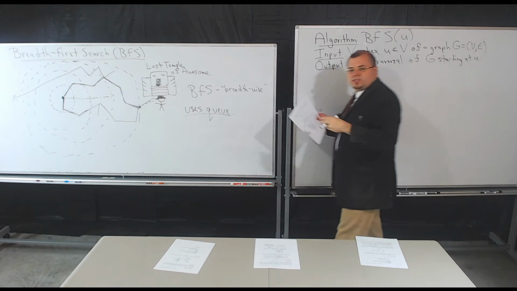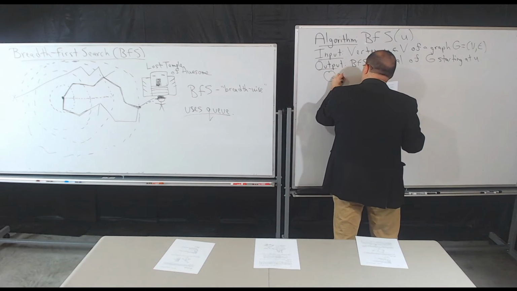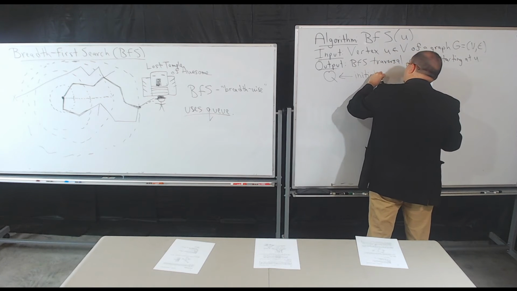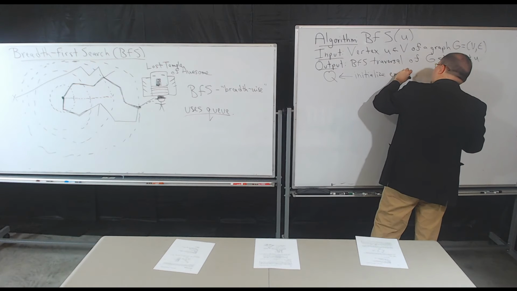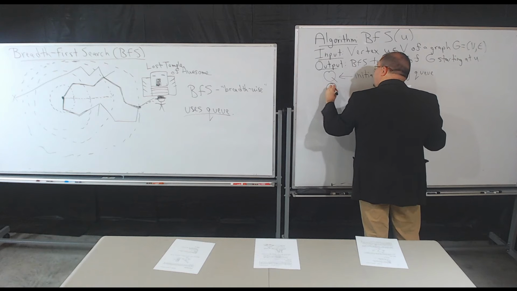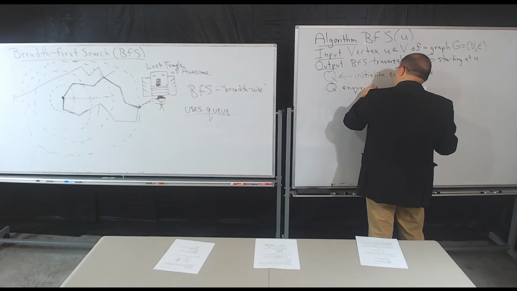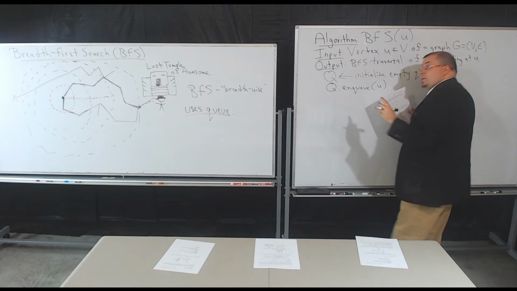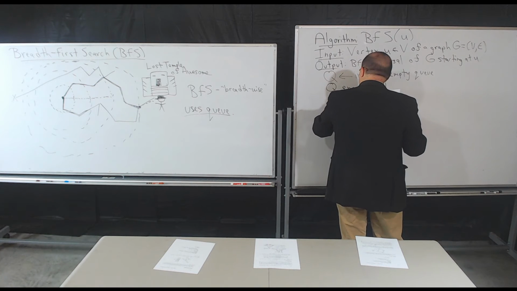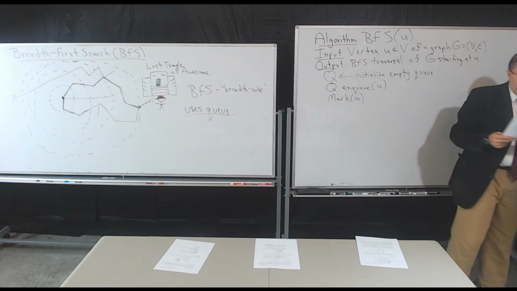So what we're going to do is start off with an empty Q. I'm going to call it Q. So I'm going to initialize an empty Q. And then I'm going to NQ, or enter, the starting vertex. Now, just like DFS, I'm going to mark that vertex. So whenever I NQ, I'm going to mark the vertex.